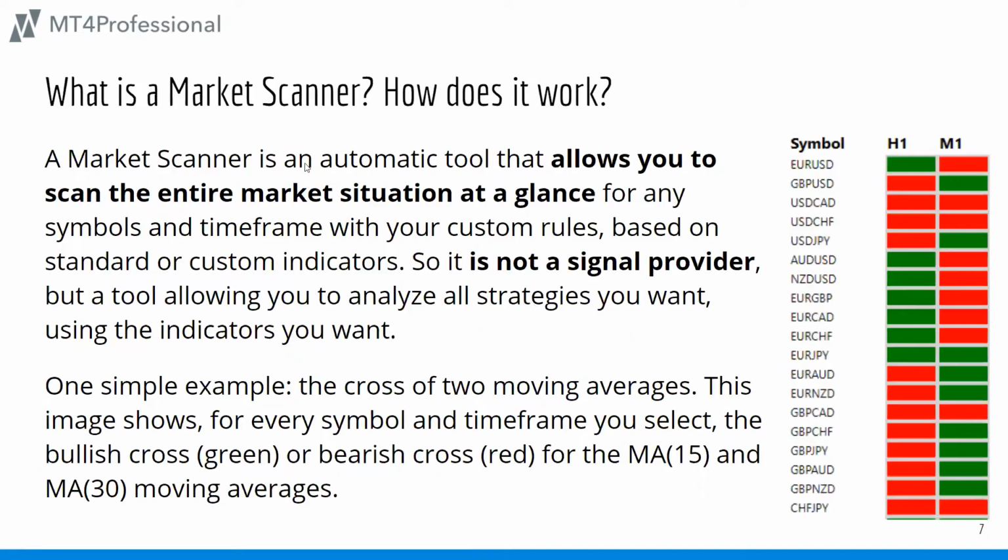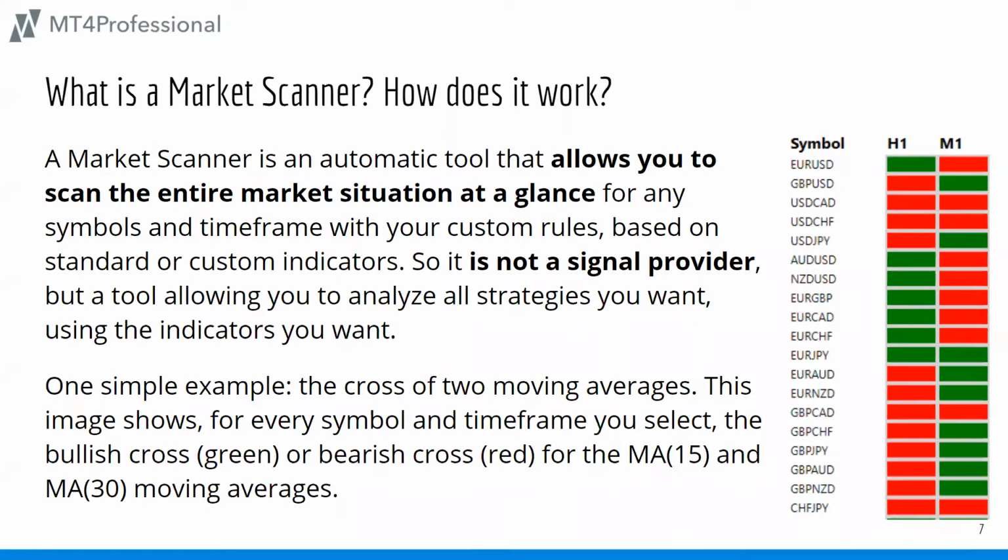So let's look at some examples of what a market scanner really is, and what we're talking about when I refer to a market scanner. A market scanner is an automatic tool. It allows you to scan the market at a glance for any symbol or time frame using your own custom rule sets. That's the idea behind it. You're using indicators, you're using some sort of a logic strategy that should automatically help you to see whether to go bullish or whether to go bearish.